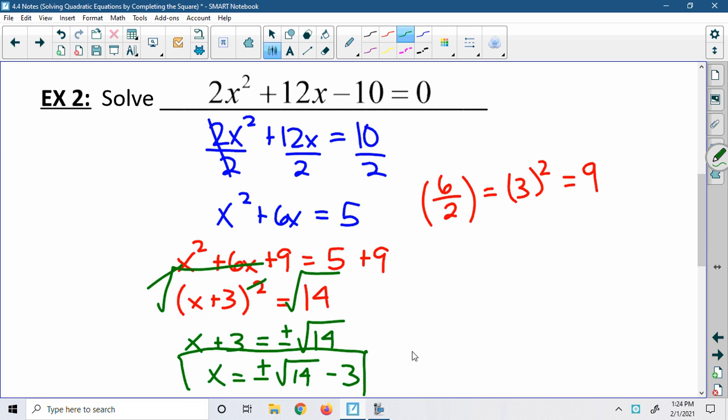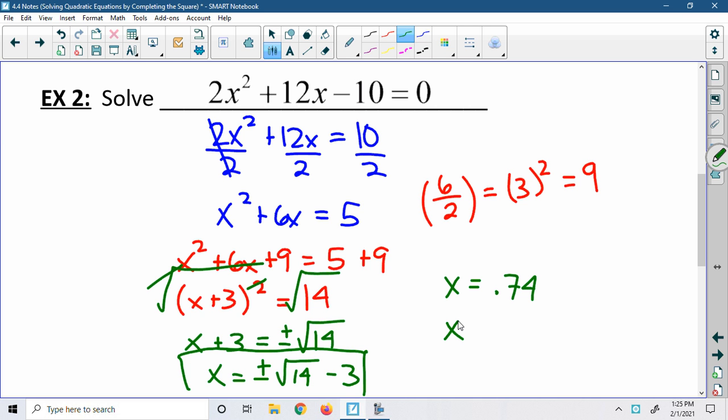The other way to do it is to get a decimal approximation for it. So I'm pulling my calculator out right as we speak, and I'm typing positive square root of 14 minus 3, and I'm getting the decimal approximation for that. It looks like it'll be x equals 0.74.